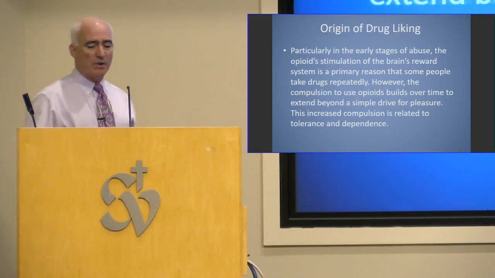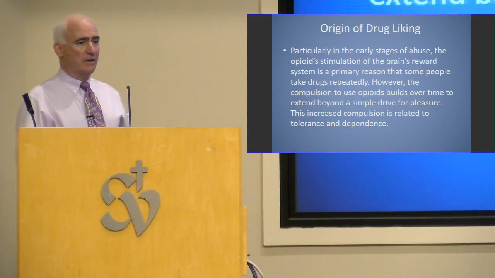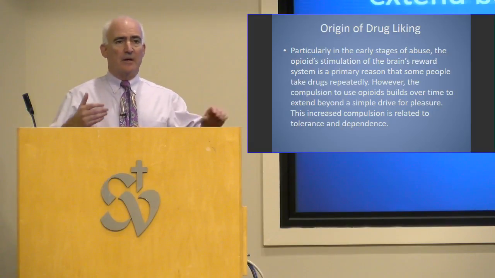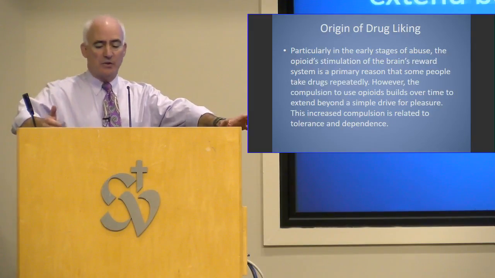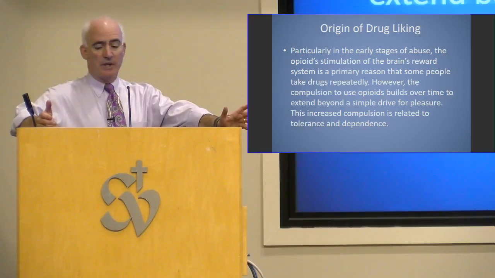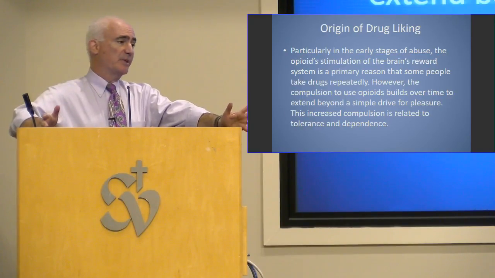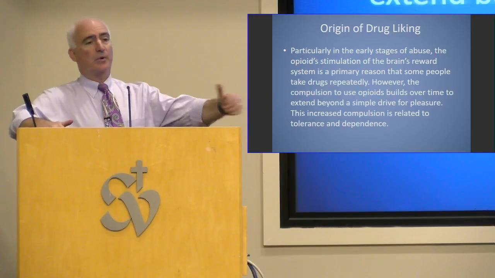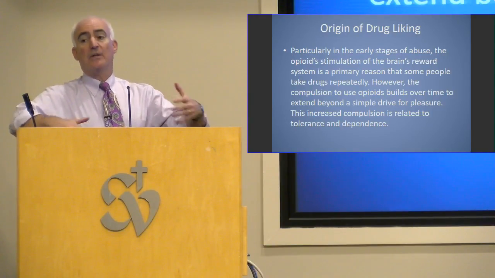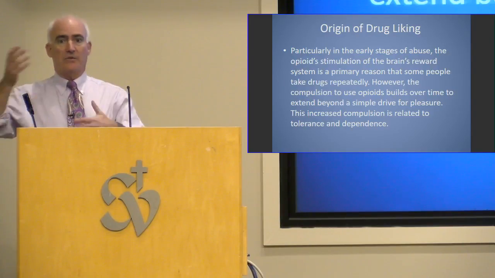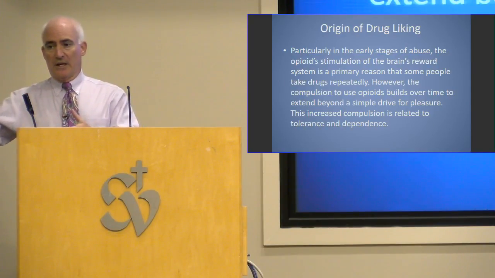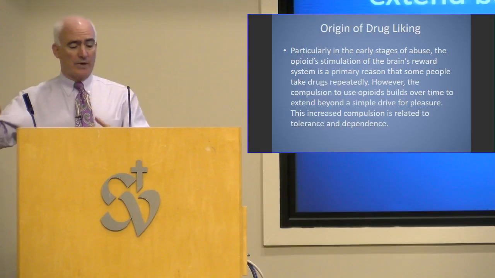Okay, so what about some of the origin of drug liking? A whole different kind of concept. Particularly in the early stages of abuse, opioids stimulate the brain reward system, right? And it's the primary reason that people take drugs repeatedly. They're going to take an opioid, they're going to get release of the dopamine, they're going to say, oh, this is great, let's keep doing it again. And so they're going to continue to want to work with that.